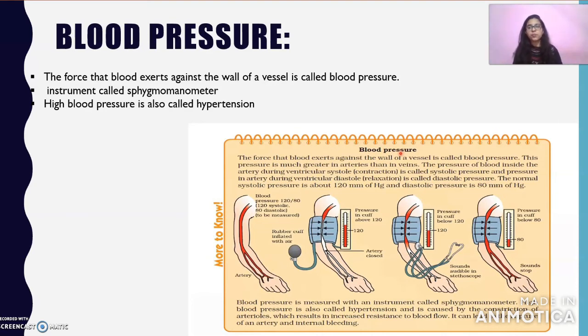Now, blood pressure. The force that blood exerts against the walls of the blood vessels is called blood pressure. The instrument with which blood pressure is measured is called a sphygmomanometer. High blood pressure is also called hypertension. The normal systolic blood pressure is about 120 mm Hg, and the diastolic pressure is 80 mm Hg.